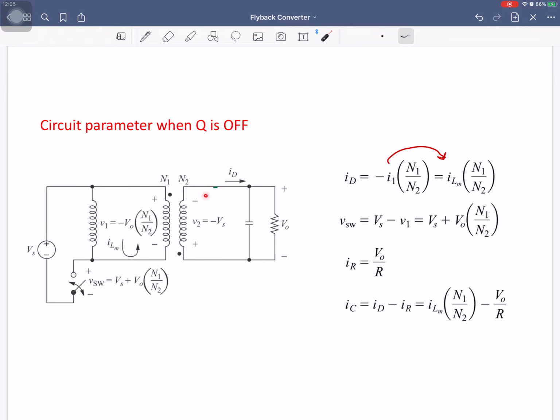And now what will be the capacitor current? The capacitor current will be equal to the current coming from the diode. So we need to calculate this capacitor current. So from diode current, if I subtract the load current, so diode current is this one, load current is this one, so you can find out the capacitor current when your switch is in the off state.